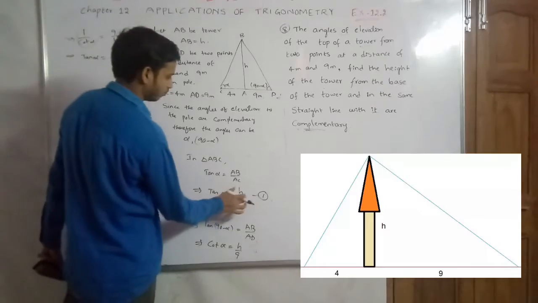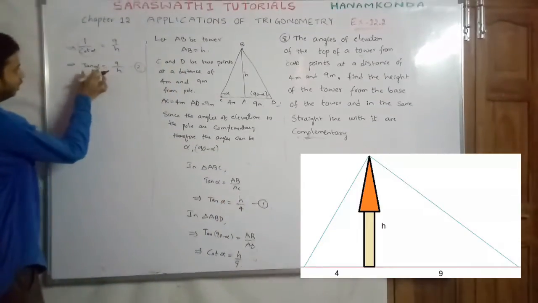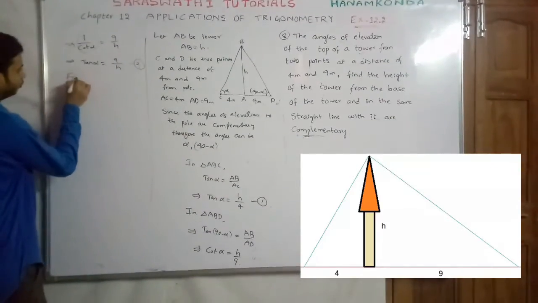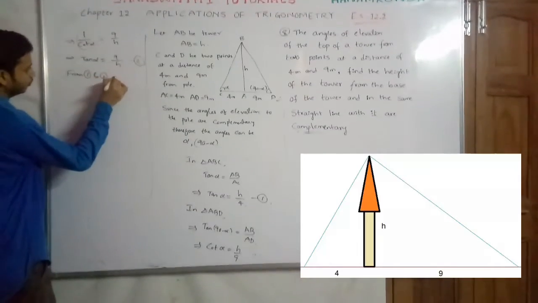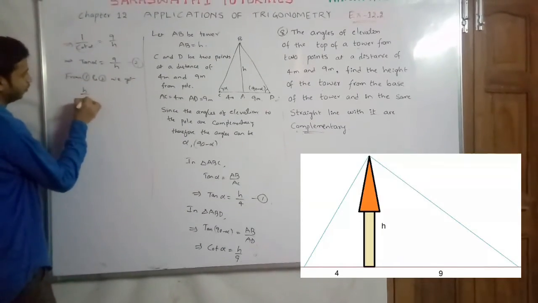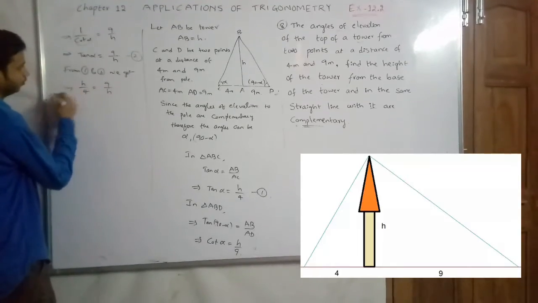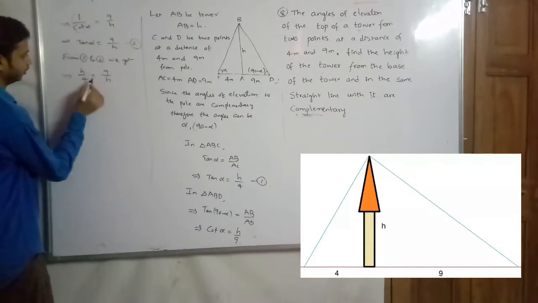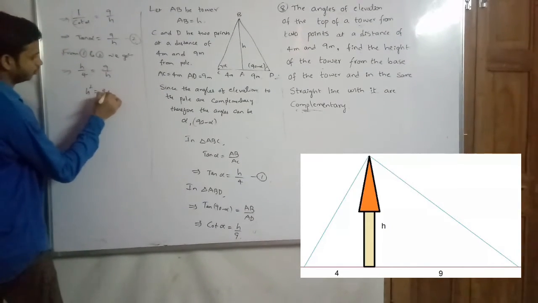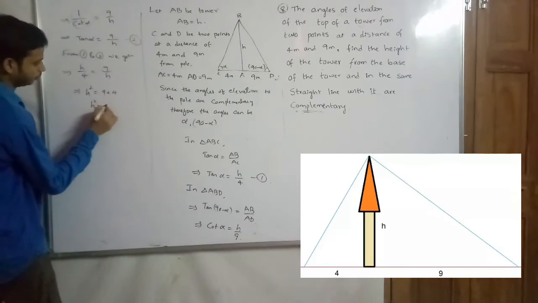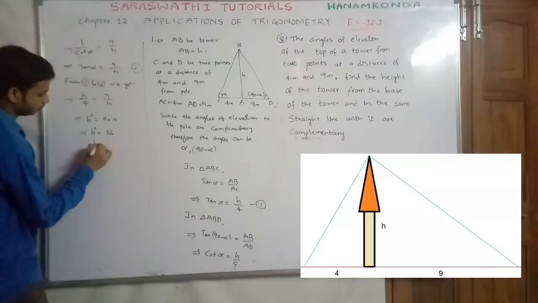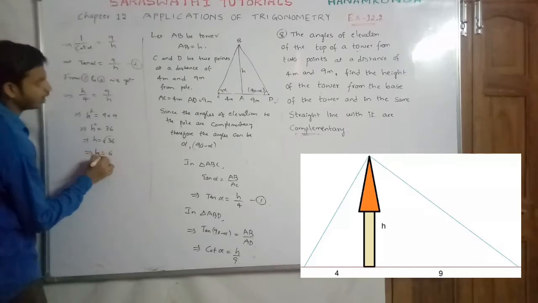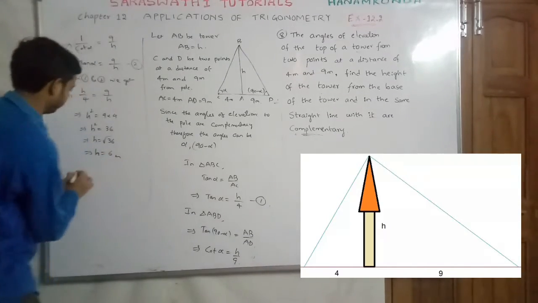From the first equation, tan alpha equals h by 4. From the second equation, tan alpha equals 9 by h. That means we can equate the two equations. From 1 and 2 we get h by 4 equals 9 by h. Since both equations represent tan alpha, we can equate them. Now cross multiply. h into h is h squared equals 4 into 9, which is 36. So h equals root 36, and root 36 is 6. Therefore the height of the tower is 6 meters.